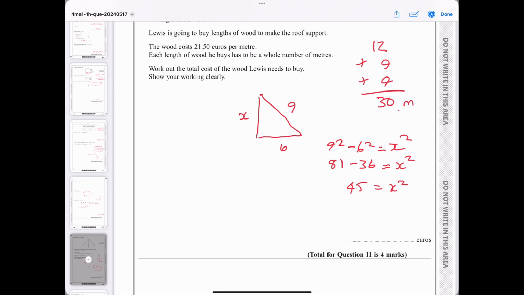So that's 6.7, so the whole thing's 36.7, but he has to buy it in whole metres. So it'd be 37 metres times €21.50. So that would be 37 times 21.5 equals €795.50. And that is where, oh, yep, I didn't need to do that. There you go.